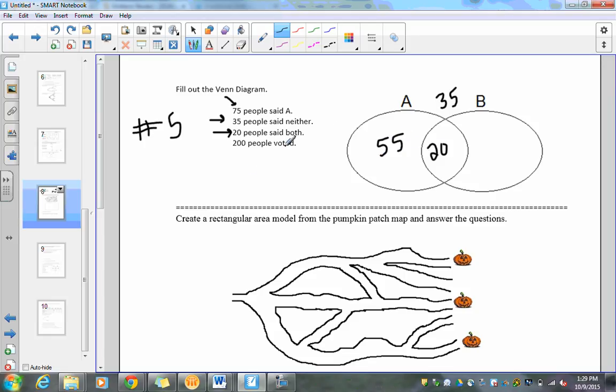Now the next thing is 200 people voted. Now we're trying to solve for who said B only. Well, 55, 20, this number X, as well as this number 35, all of this adds up to 200 people. So very simply, I'm going to take 35, 55, and 20, and subtract that from 200, and my answer ends up being 90 people.